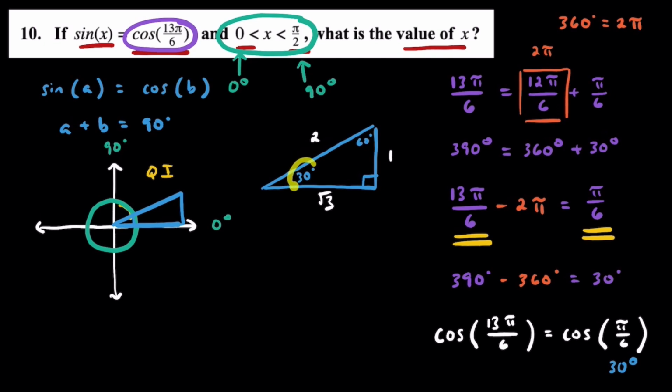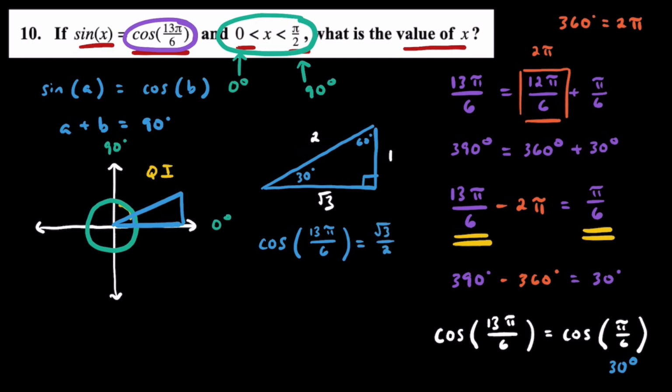And cosine of this 30 degrees is going to be equal to adjacent over hypotenuse. So we can say that cosine of 30 degrees, or cosine of pi over 6, or maybe I'll just go back to the original and write cosine of 13 pi over 6 so it's more clear, is equal to root 3 over 2.